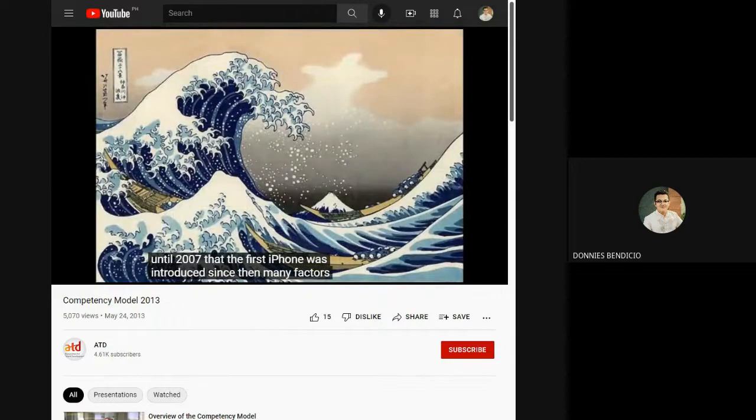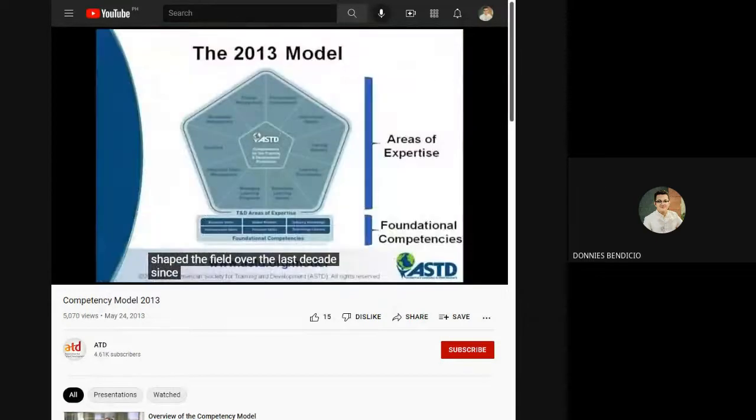Since then, many factors have triggered the 2013 revision. This includes the rise of digital, mobile, and social media, increased globalization, and shifting demographics. These factors have shaped the field over the last decade. Since 2004, the model has been simplified. It now has 2 major parts instead of 3.